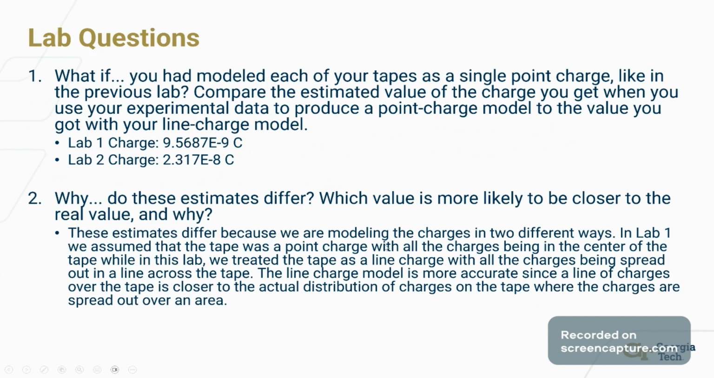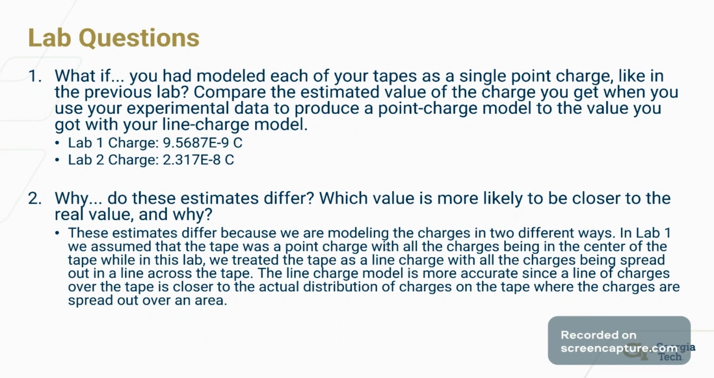Lab question: what if I modeled each of my tapes as a single point charge like I did in Lab 1? The Lab 1 charge, treating it as a point charge, was about 9.6 times 10 to the negative 9th, while in Lab 2, the charge in the line charge model is about 2.3 times 10 to the negative 8th. Both of these are in coulombs. So why do these estimates differ?